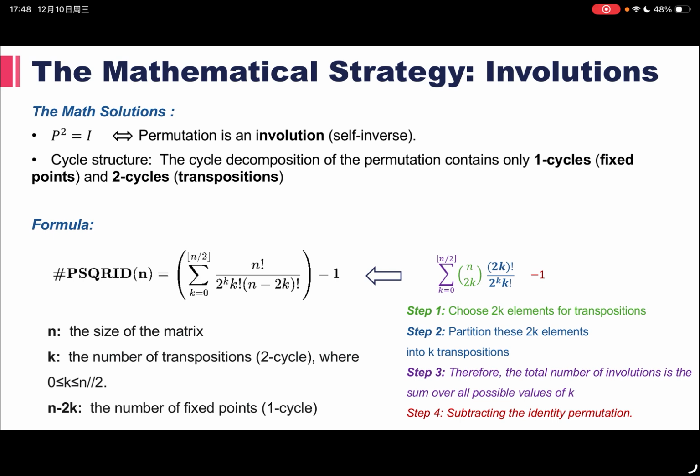First, if we have k transpositions, we must choose 2k elements from the total n to participate in these swaps. Next, we partition these elements into pairs. Crucially, we divide by k factorial. This is because the order of the k transpositions doesn't matter. We then sum up these calculations for all possible numbers of swaps from 0 up to n over 2. Finally, the result includes the identity matrix. Since we need proper roots, we subtract 1 to exclude it.